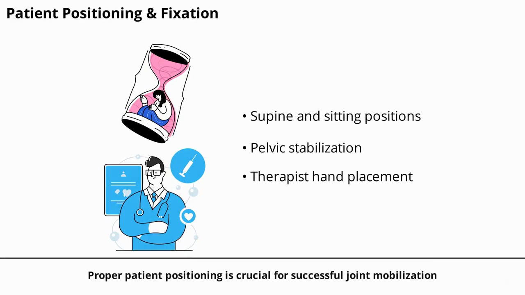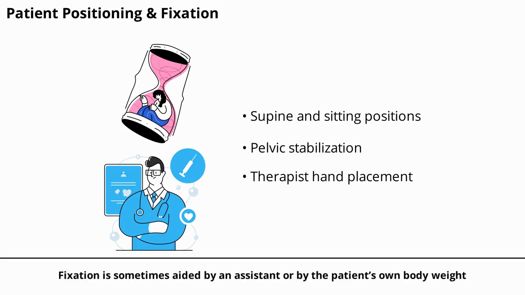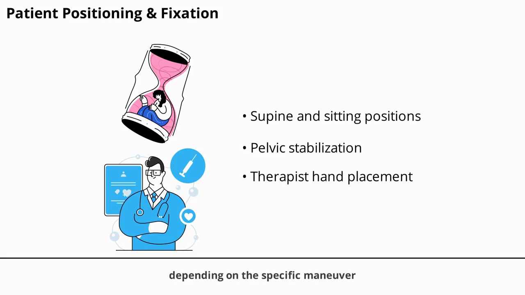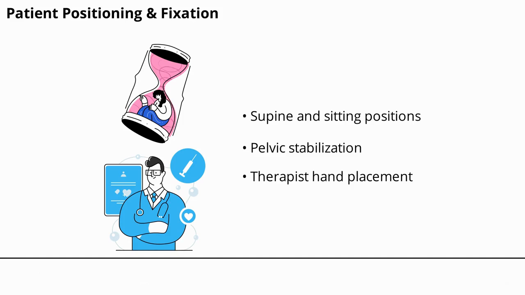Proper patient positioning is crucial for successful joint mobilization. For knee techniques, the patient is often placed in a supine or sitting position, ensuring the pelvis is stabilized by the position itself. The therapist stands near the patient's lower extremity, using both hands to grasp and support the upper thigh or tibia as needed. Fixation is sometimes aided by an assistant or by the patient's own body weight, depending on the specific maneuver. These foundational steps help prevent unwanted movement and ensure safety during mobilization, setting the stage for effective therapy.